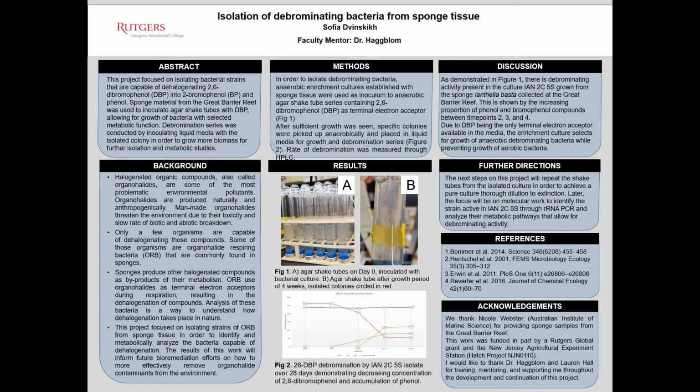In order to isolate debrominating bacteria, anaerobic enrichment cultures established with sponge tissue previously were used to inoculate anaerobic agar shake tubes containing 2,6-dibromophenol as terminal electron acceptor.